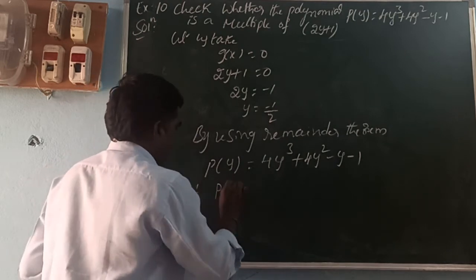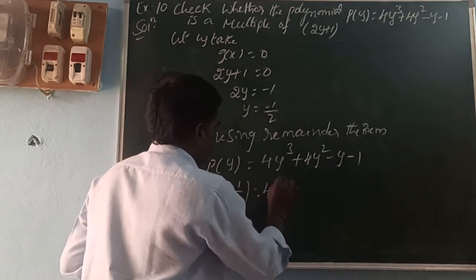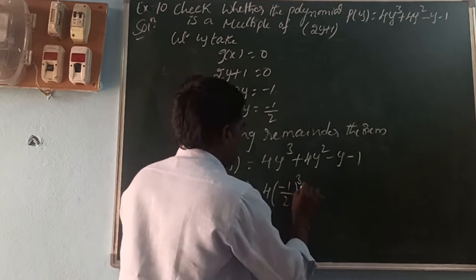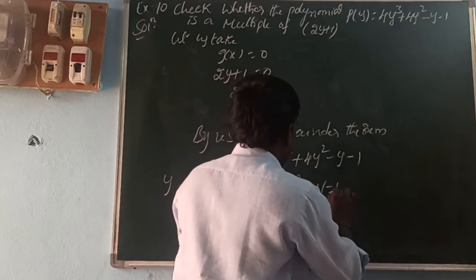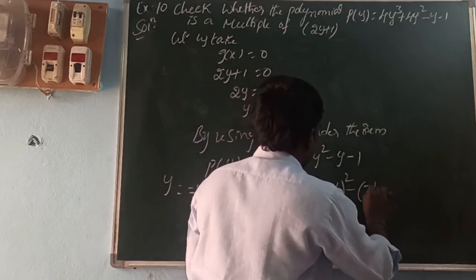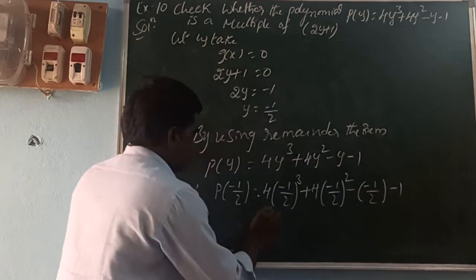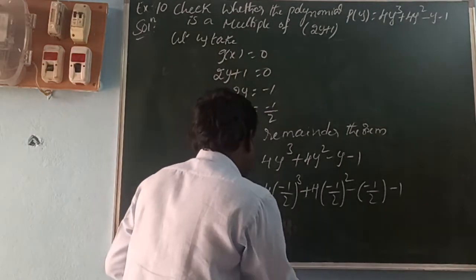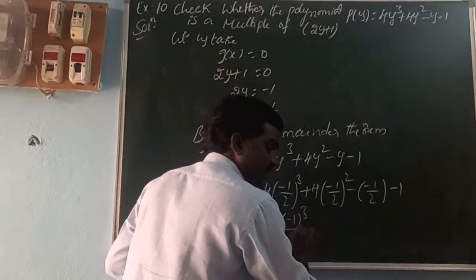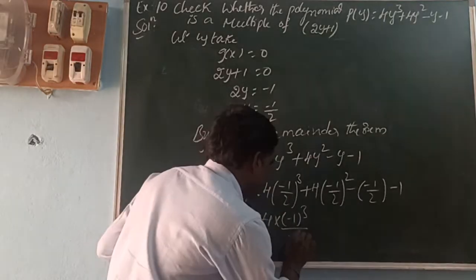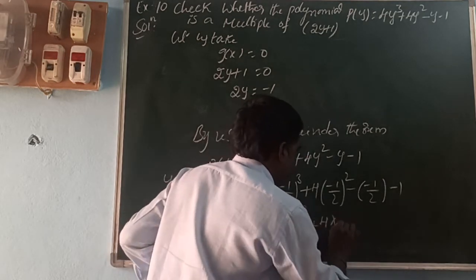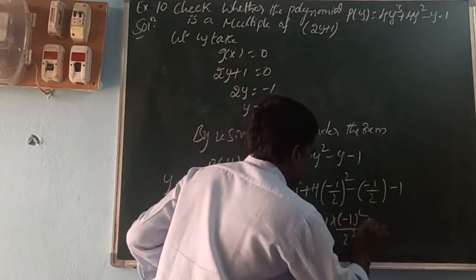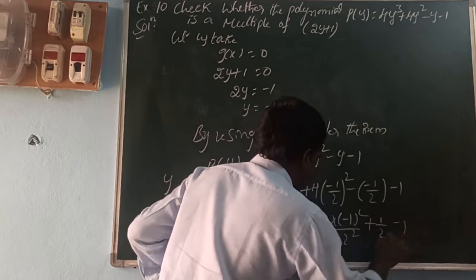So that is p of minus 1 by 2 is equal to 4 into minus 1 by 2 whole cube plus 4 into minus 1 by 2 whole square minus minus 1 by 2 minus 1. So a by b whole power m is a power m by b power m. That is 4 into minus 1 whole cube by 2 cube plus 4 into minus 1 whole square by 2 square minus minus plus 1 by 2 minus 1.